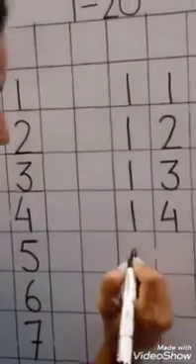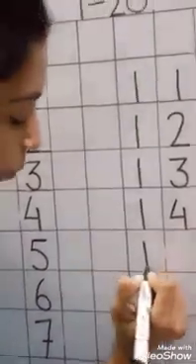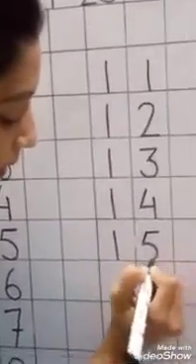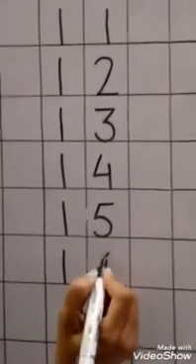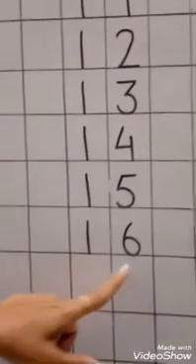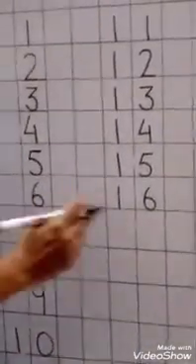What comes after 14? 15. 1, 5, 15. 1, 6, 16. Yes. You have to remember, my dear students, आपने ये bottom line को touch करके लिखना है, okay? Now, what comes after 16? 1, 7, 17.